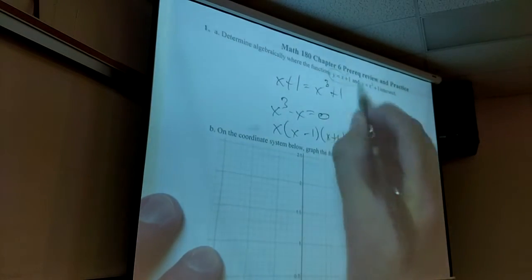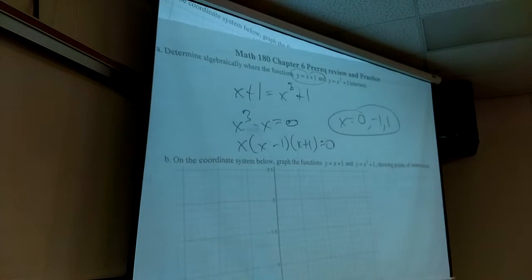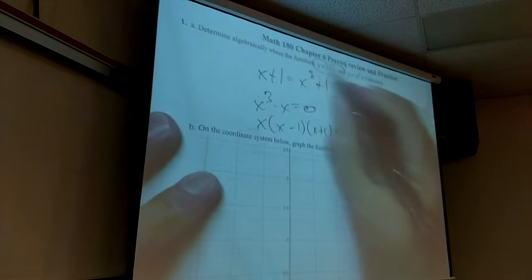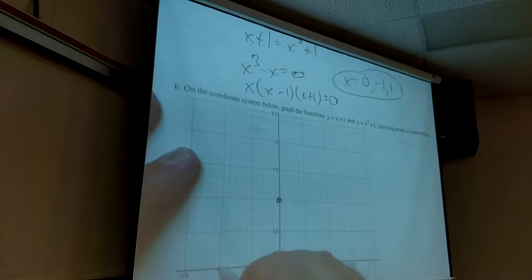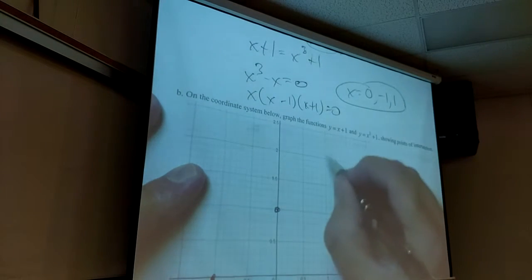We draw this guy. He's the easier one to draw. So we go with that first piece. Hopefully, if I want you to find where two functions intersect, you just set them equal to each other. That makes physical sense. So at 0, the line is at 1. At -1, the line is at 0. And at 1, the line is at 2.